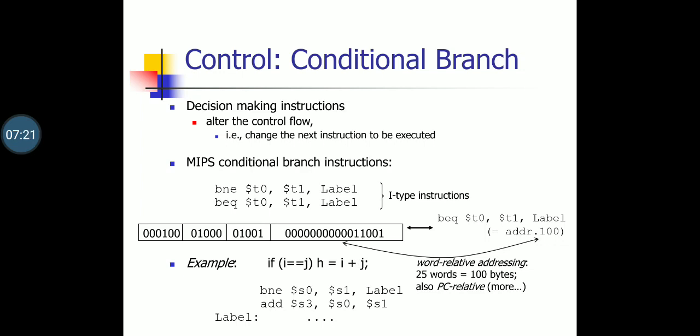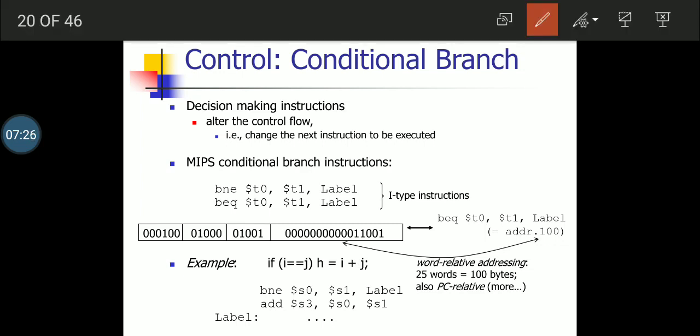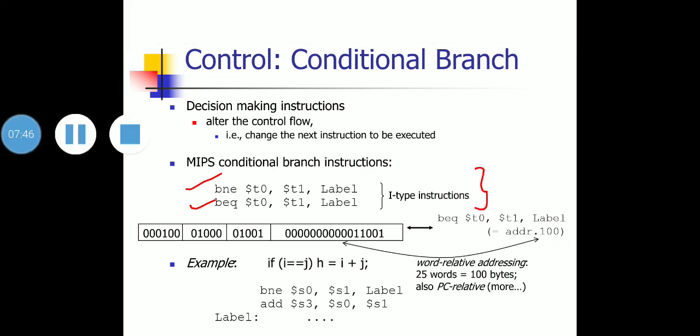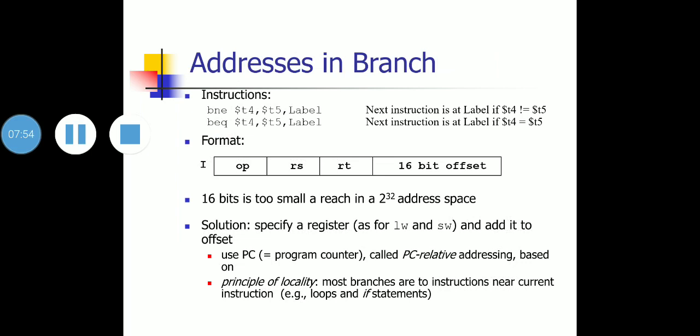Okay, here there are two branch instructions which we are seeing, one is BNE and another one is BEQ. BNE means branch if not equal, and BEQ means branch if equal, and these two instructions come under I-type instructions. I-type instructions, as we have seen, have only 4 fields. So coming to the next slide, we see the explanation of these instructions.